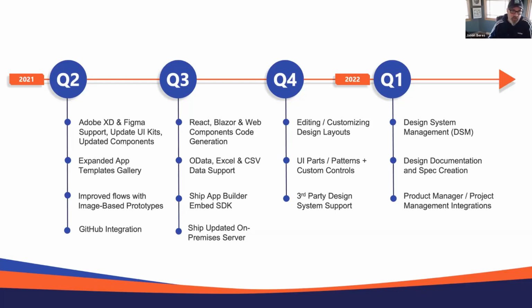Constantine mentioned GitHub integration. And then moving on throughout the rest of the year, we're going to absolutely ship React, Web Component, Blazor support for code generation, different data sources. And then this also came up in the chat. We have two other things coming this year, an on-prem server update, which includes App Builder. And then we will also have an embedded SDK.